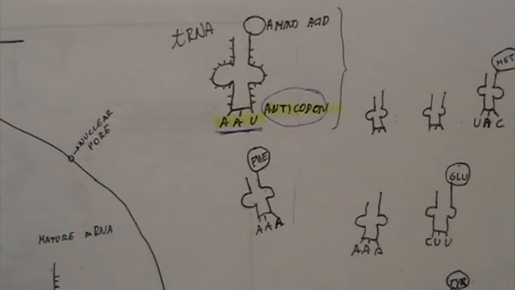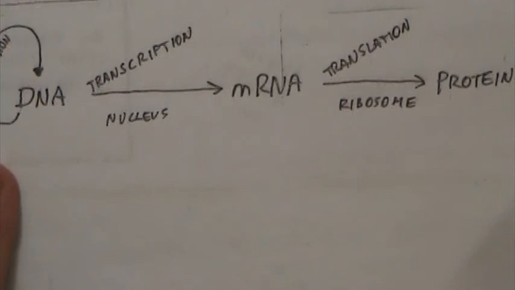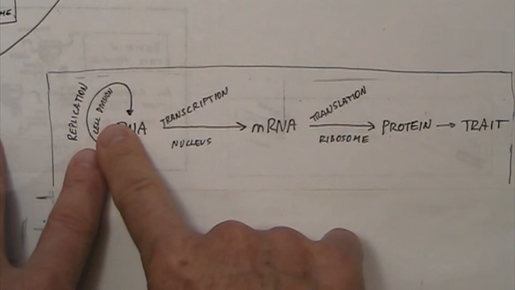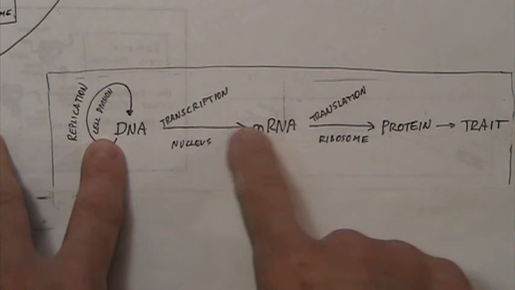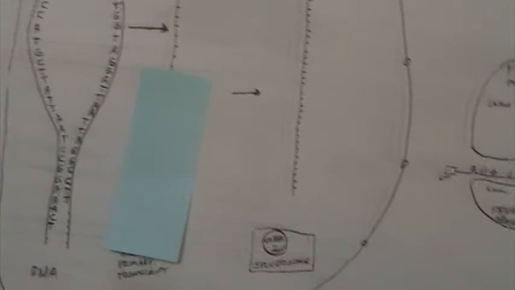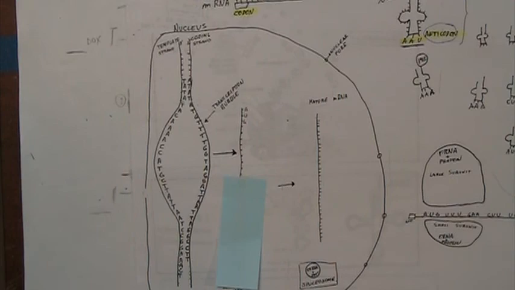And of course, down here at the very bottom, I have once again, as a good review, the sequence of events with transcription and translation. Replication, that we already talked about, and today we're gonna do transcription, the first step in the process. So we are gonna focus pretty much here in the nucleus.